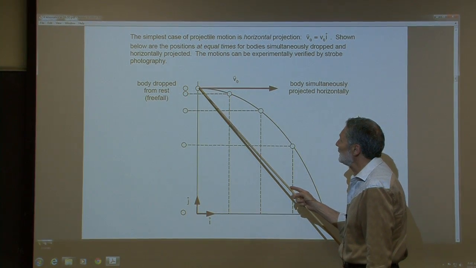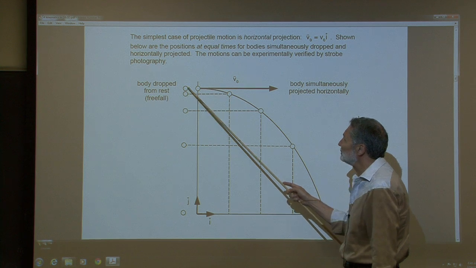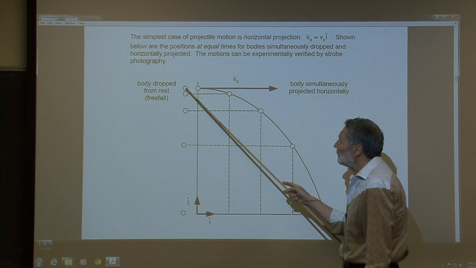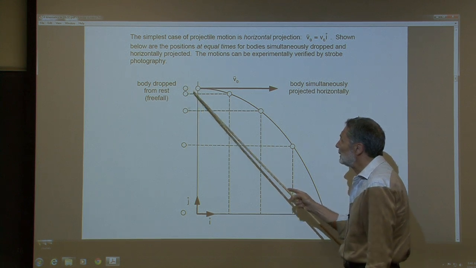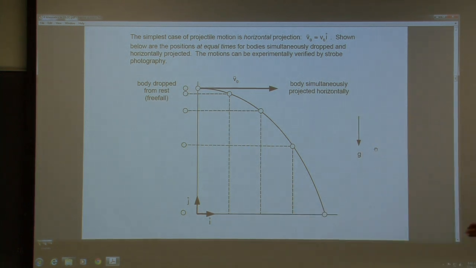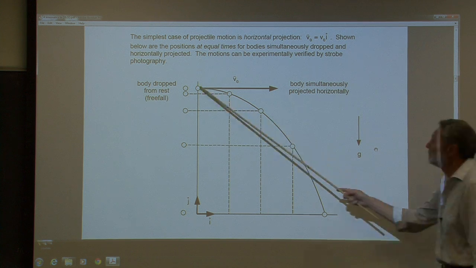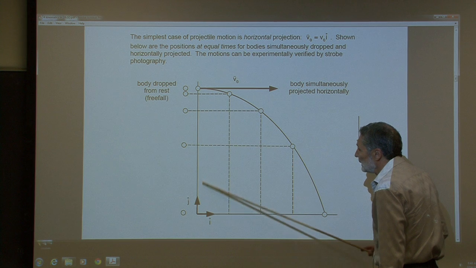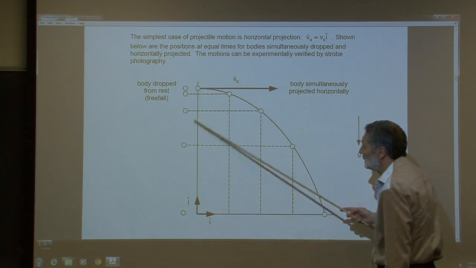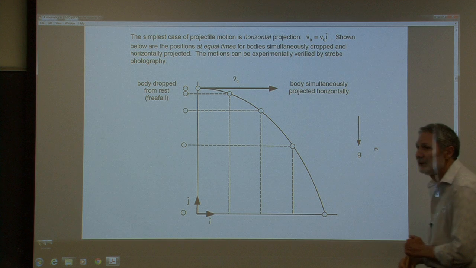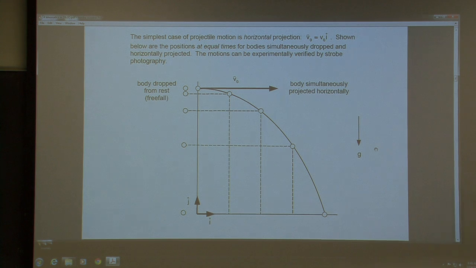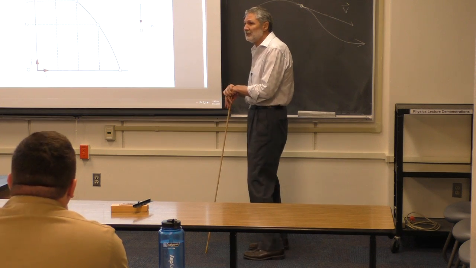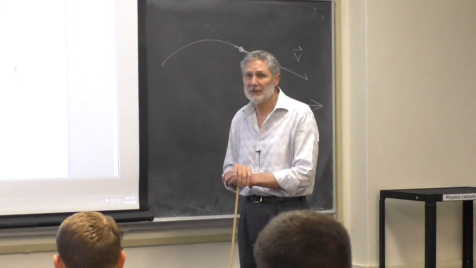Suppose at the same time that this is projected here, an object is released from rest over here. So I have two bodies here. They're released simultaneously. One of them is projected this way, and they're at the same height. They're at the same vertical location here. And what would happen if you take a strobe photograph of this? Our textbook should have a strobe photograph of this. I can't remember if it does or not.